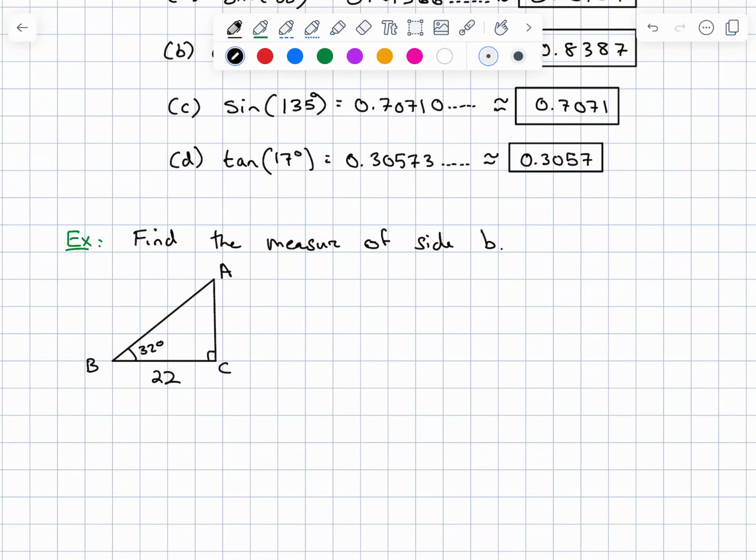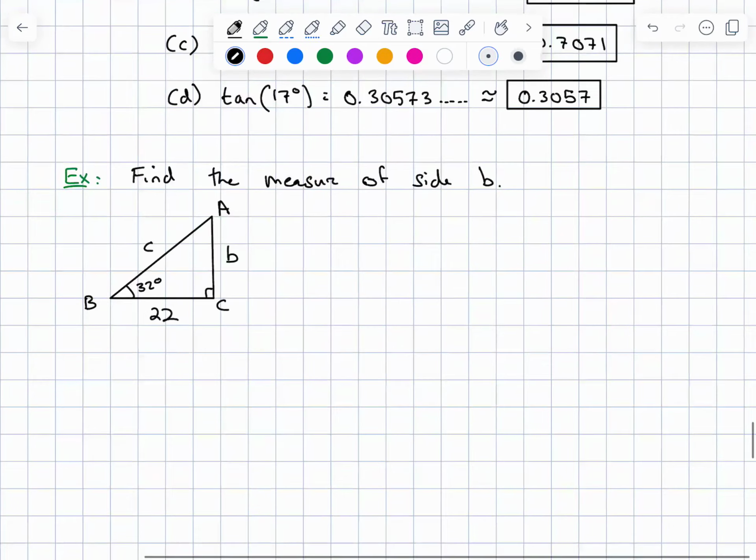So we want to know the side measurement of b. b is the side that's opposite of angle B. We can label the hypotenuse, but we're not interested in it, since the problem doesn't ask us to find it. We just need to worry about side length b. Solution.